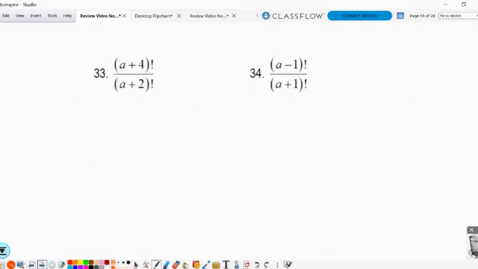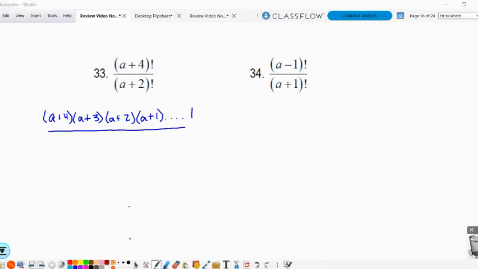Now, factorials with binomials. So we are going to use the same approach, write these out by decreasing by one integer every time, and see what we can cancel all the way down to 1. So in our numerator, a plus 4 factorial would be a plus 4 times a plus 3, a plus 2, a plus 1, and all the way down to 1.